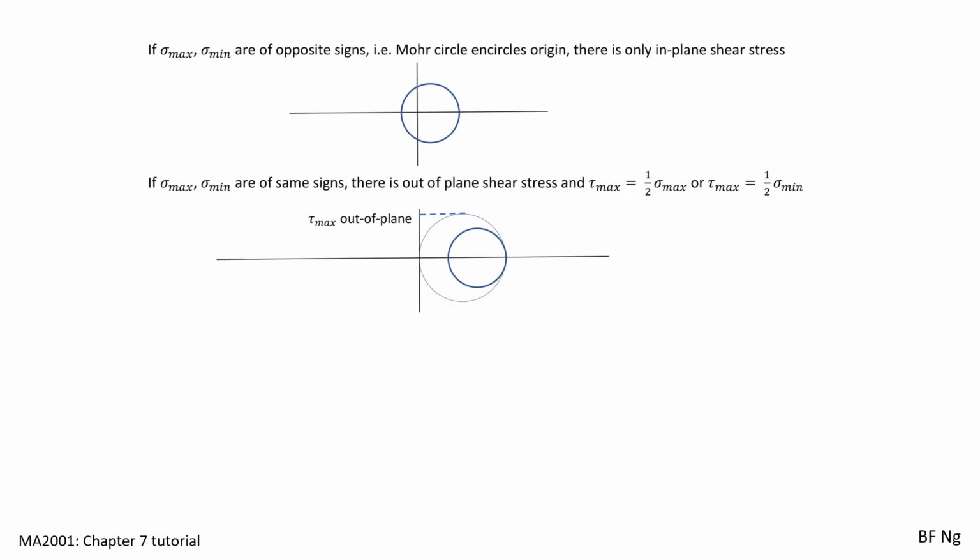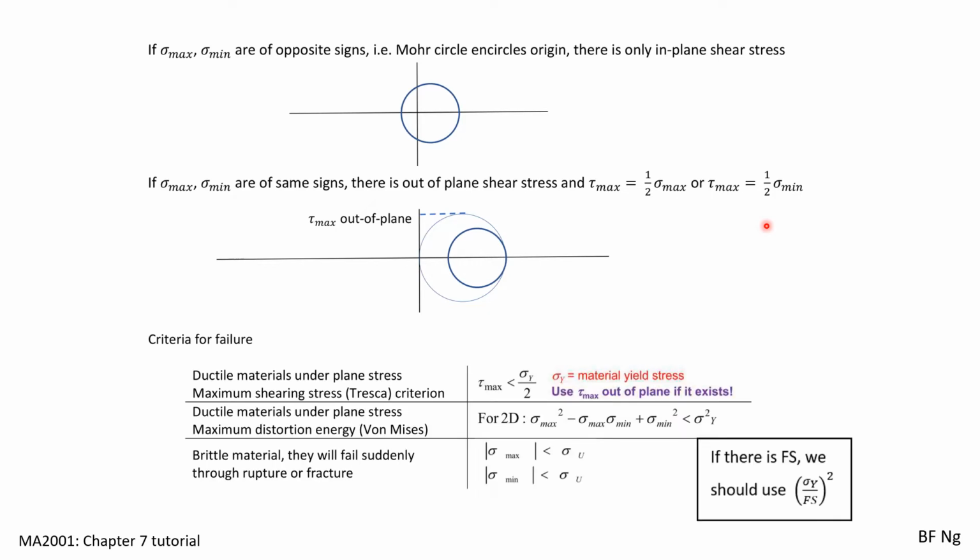As mentioned, if the Mohr circle touches or encircles the origin, there's only in-plane shear stress. If it doesn't, there will be out-of-plane shear stress, where we'll draw a larger circle and the maximum tau is the maximum out-of-plane shear stress. The value is also half sigma max or half sigma min.